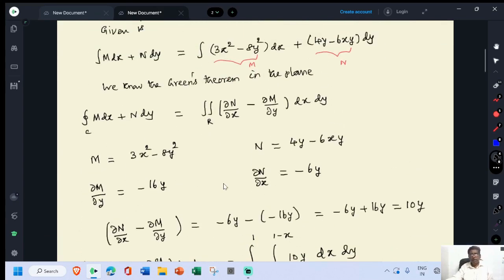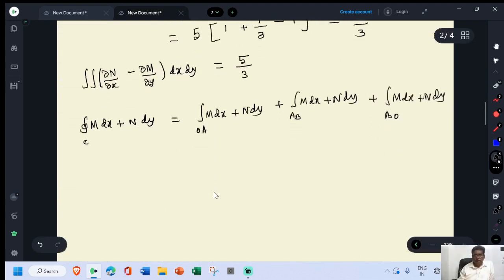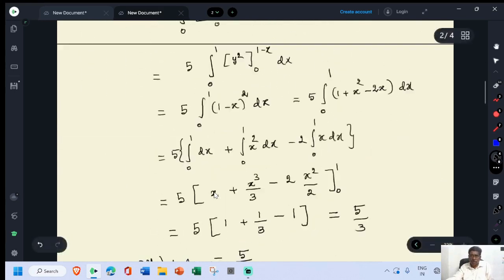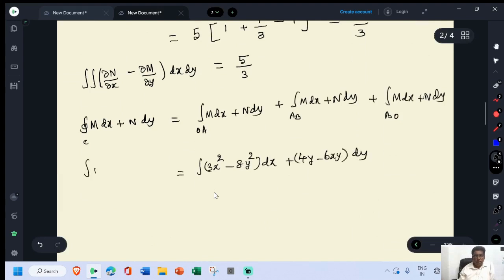The value of m into dx is 3x square minus 8y square dx. The integral of (3x square minus 8y square) dx plus (4y minus 6xy) dy. This is the value of m dx plus n dy in general.